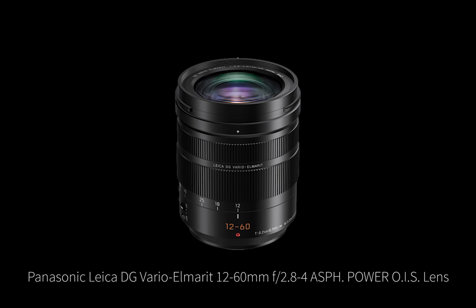Panasonic Leica 12-60 is one of the most versatile and sharp lenses, which is also available as a kit lens for the Panasonic GH5. Panasonic just announced a firmware update for the lens, which will fix some autofocus issues and improve its optical image stabilization. Let's check out how to update the firmware for this lens.